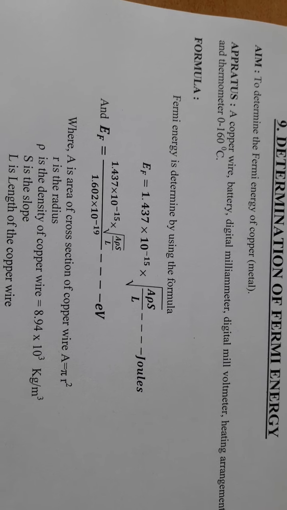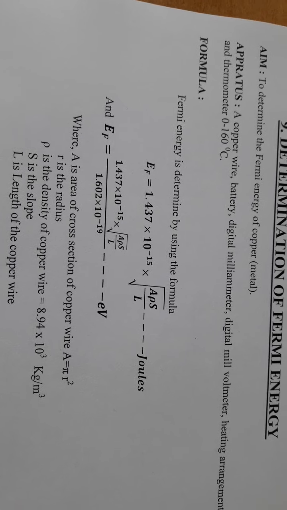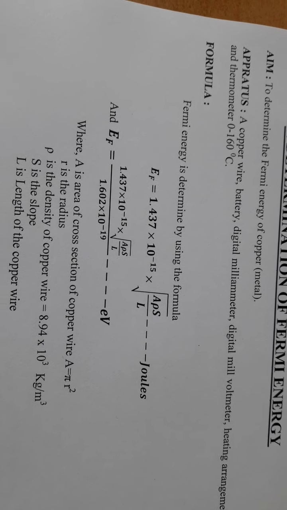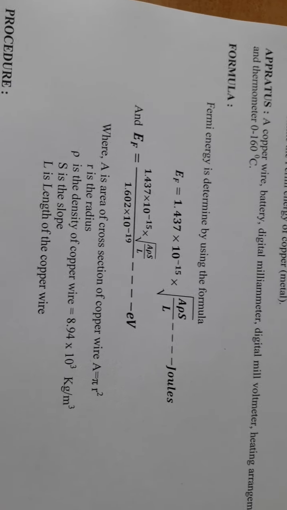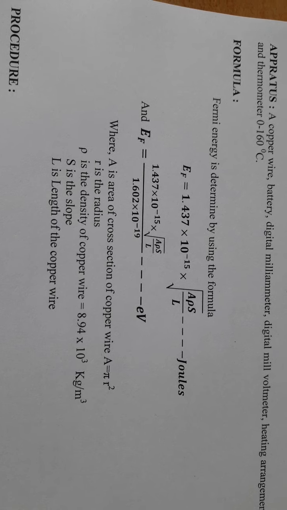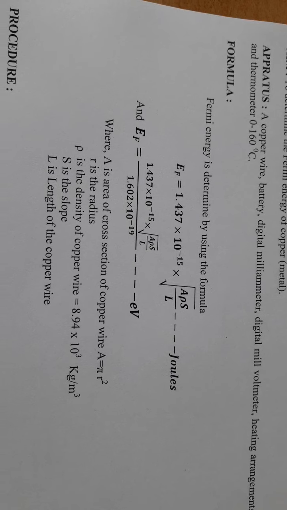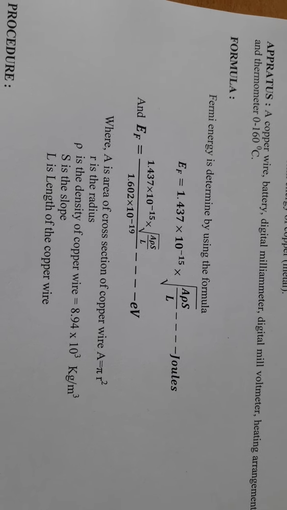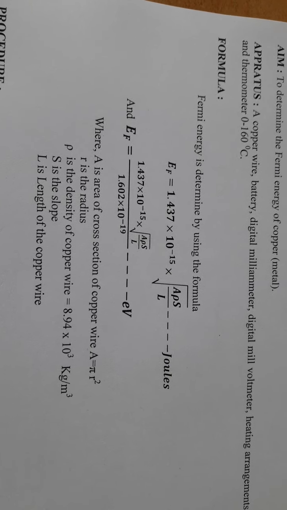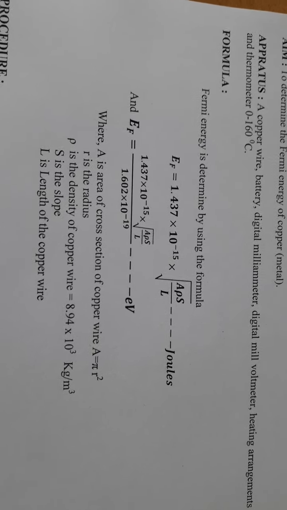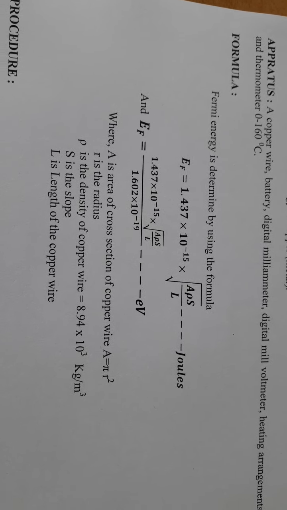That is, EF is equal to 1.437 × 10^-15 × square root of (A rho S) divided by L, where A is the area of cross section of a copper wire. To calculate the area of cross section, once we know the radius R of the copper wire, we can easily calculate A is equal to pi R squared. Once you substitute the value of R, which is given data, we will get the area A of the copper wire.